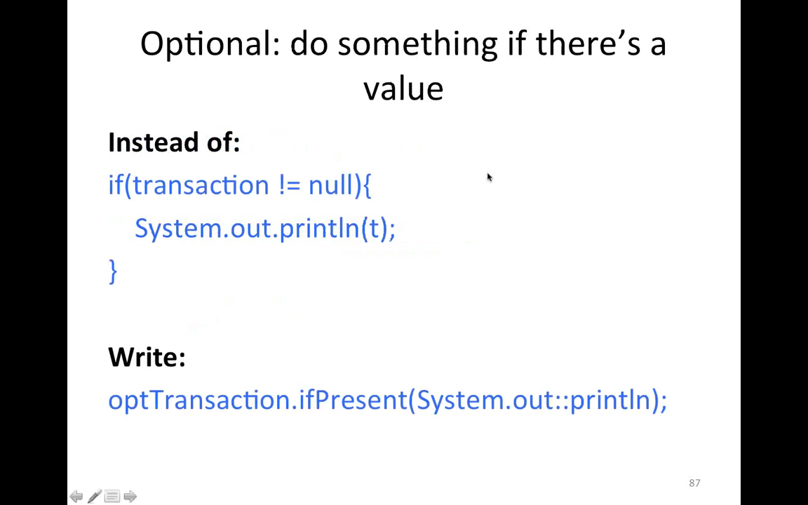So let's look at some patterns. Typically, we write code as follows. If the transaction is not equal to null, then we could print it. Using this Optional class, we can rewrite this code as follows. Given an optional transaction, if it's present, then we print it. And here we're making use of a method reference because we're saying, given the value, we would like to print it. But we could pass different behaviors to execute on that optional value.